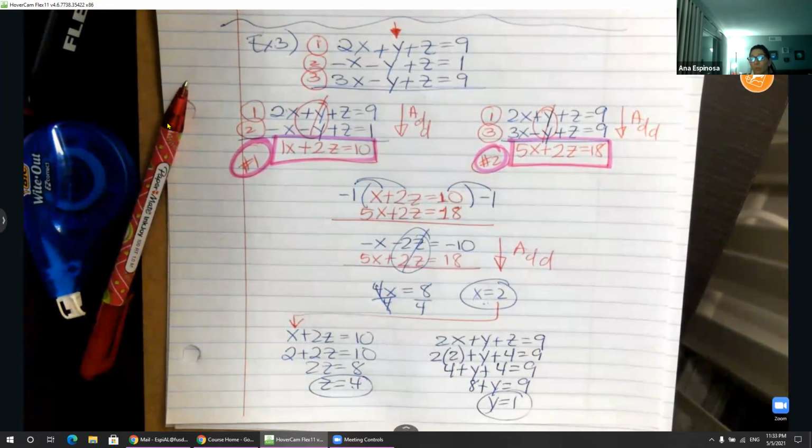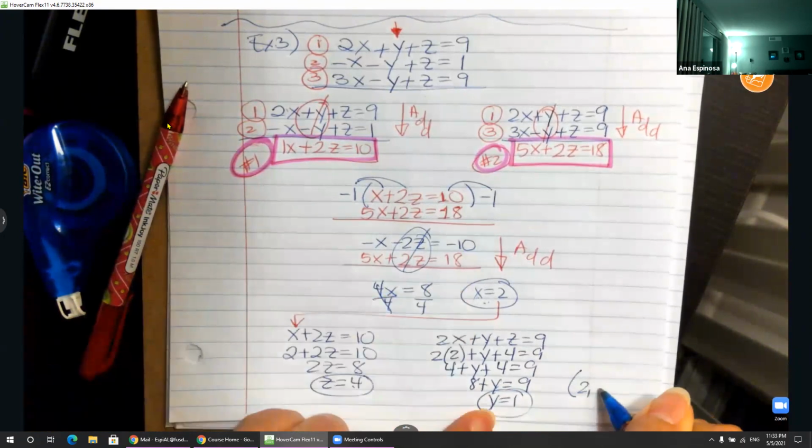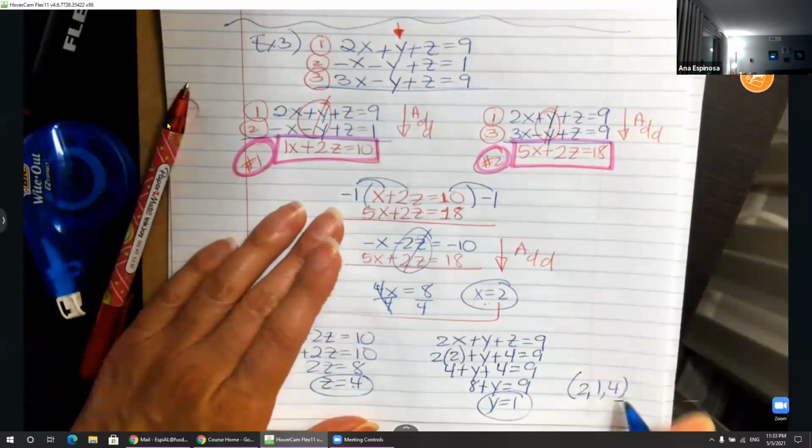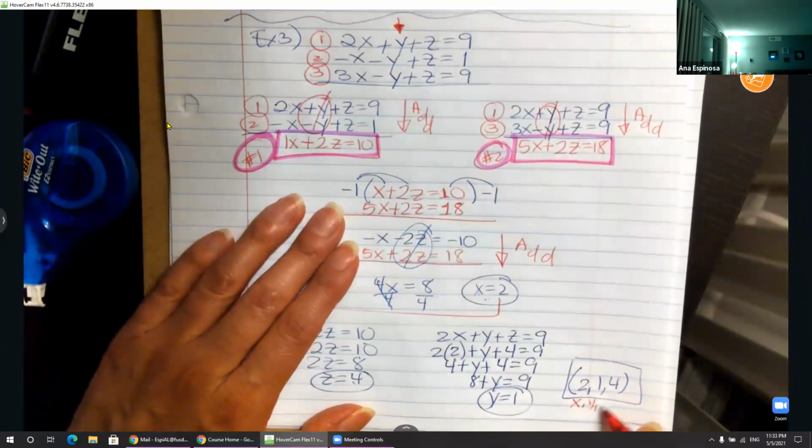You do not leave your answer like this. You will get marked wrong on Pearson if you just try to put x equals 2, y equals 1, z equals 4. It just won't work. You have to put it as a triplet. So x, y, z. You put it in alphabetical order, not in the order you found them.